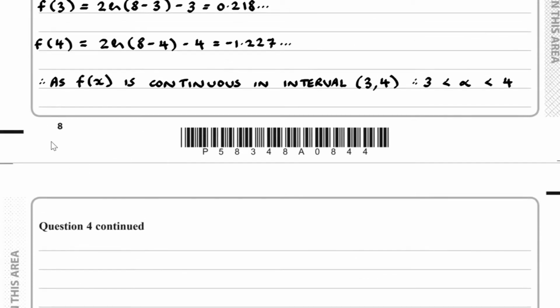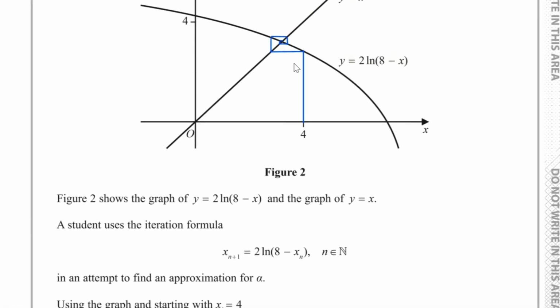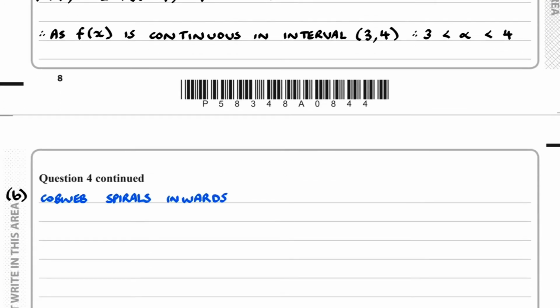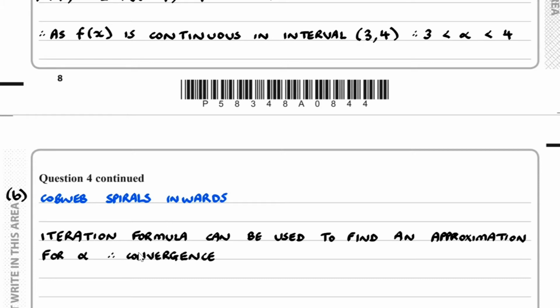Well, for part B then, if we take a look here, we can see our cobweb would spiral inwards, and because of that, we can see that the iteration formula can be used to find an approximation for alpha because we've got convergence.